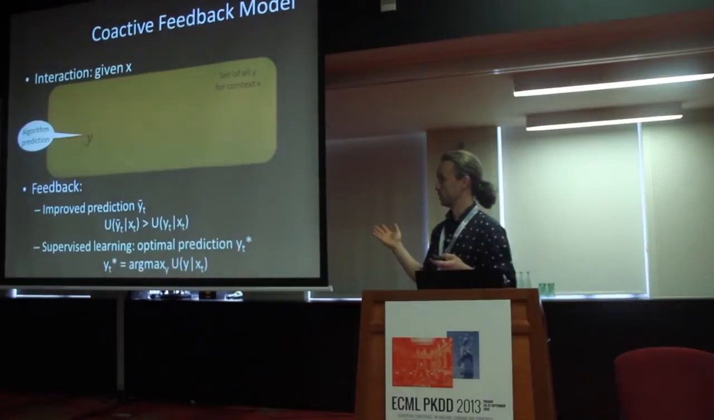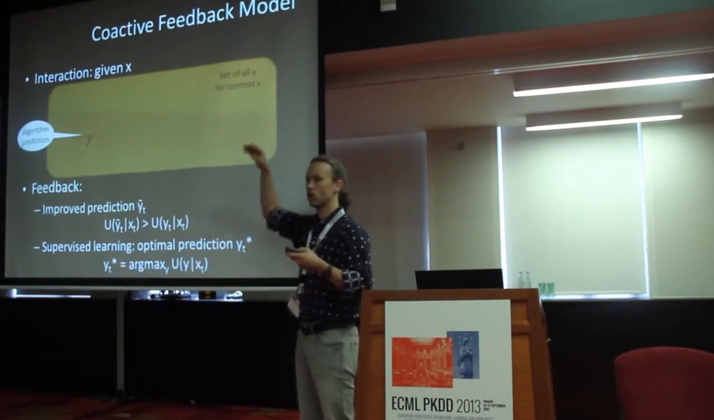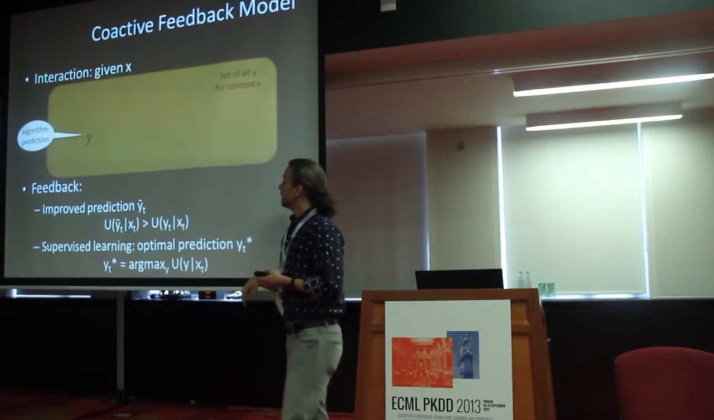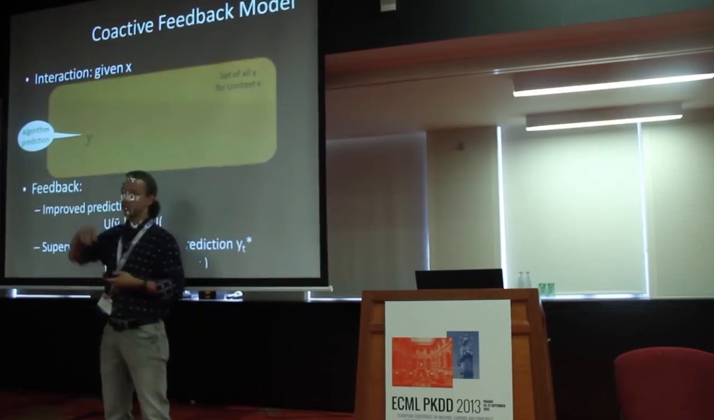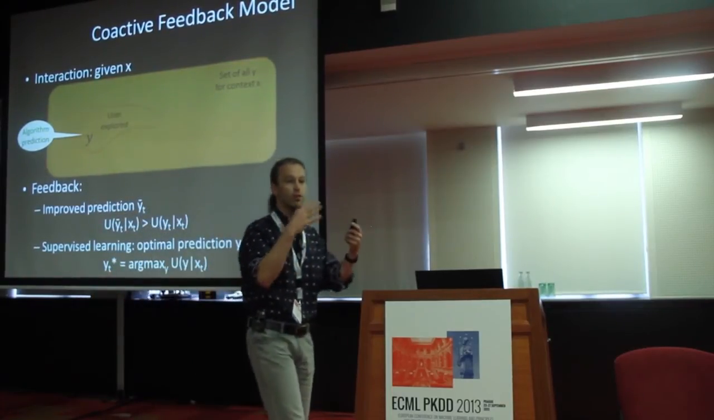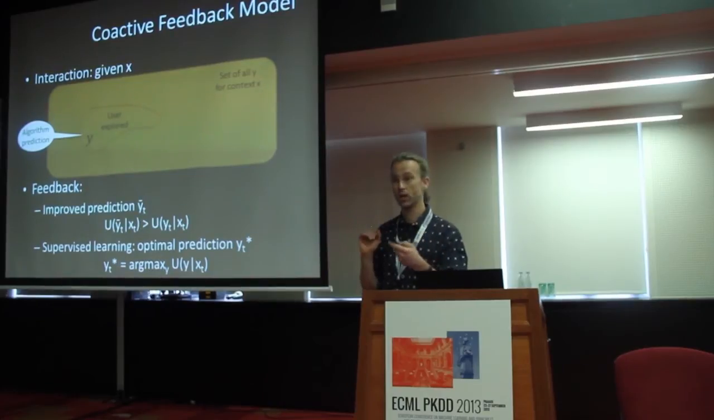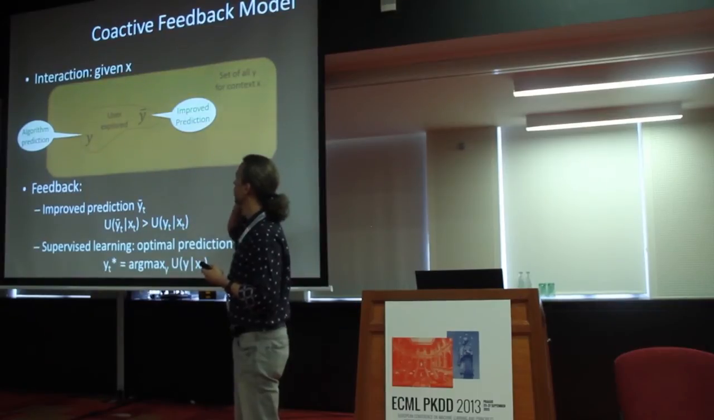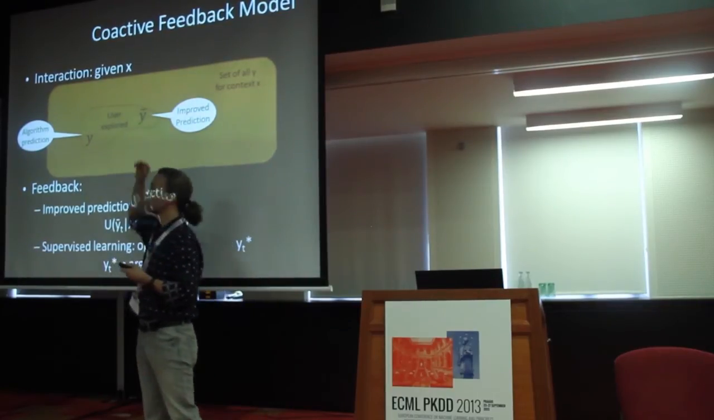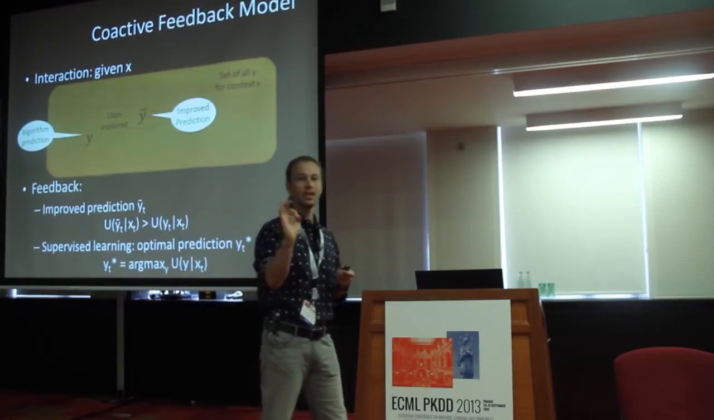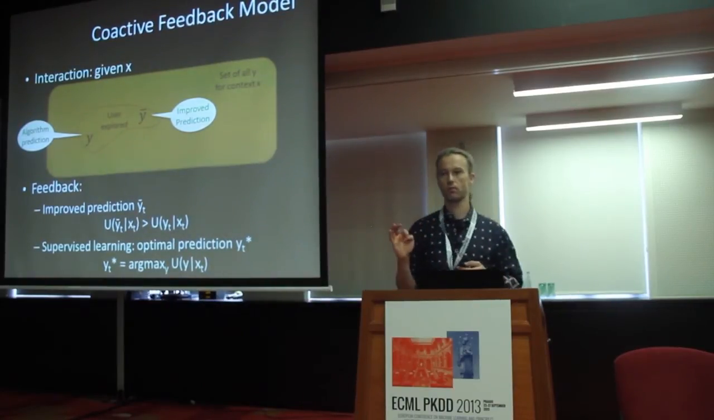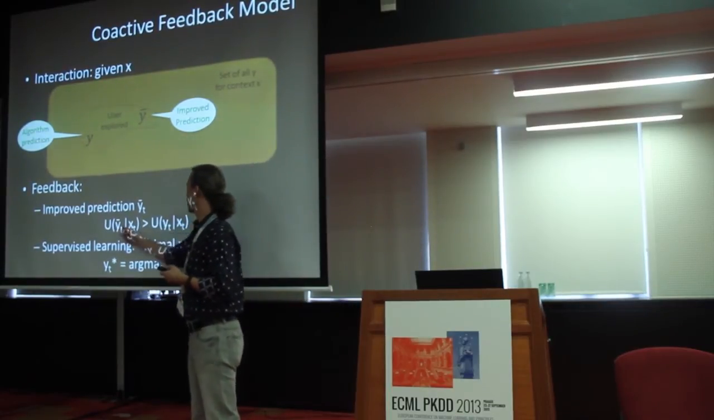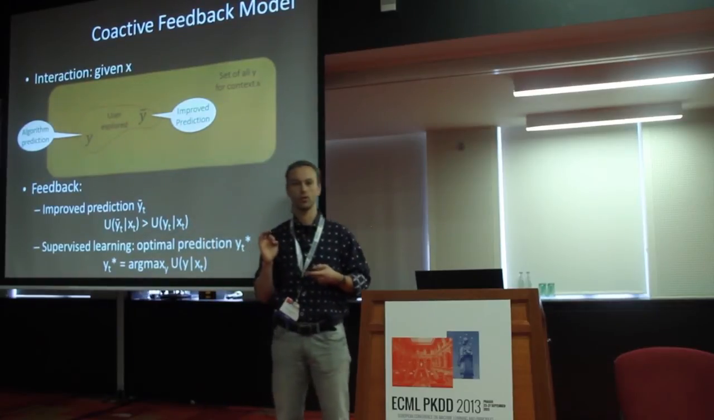So more generally, what's happening here? Let's say this is the set of all possible predictions Y that the system could make for a given context. And the system makes this prediction here, right? The user then does a little bit of exploration, now exploration in the space of Y's, and then eventually, through this kind of implicit feedback, we can infer that there's a prediction Y bar that had slightly higher utility to the user than what the system presented.